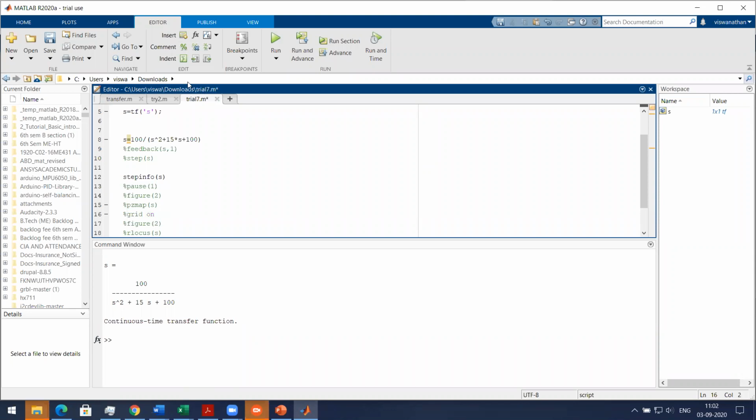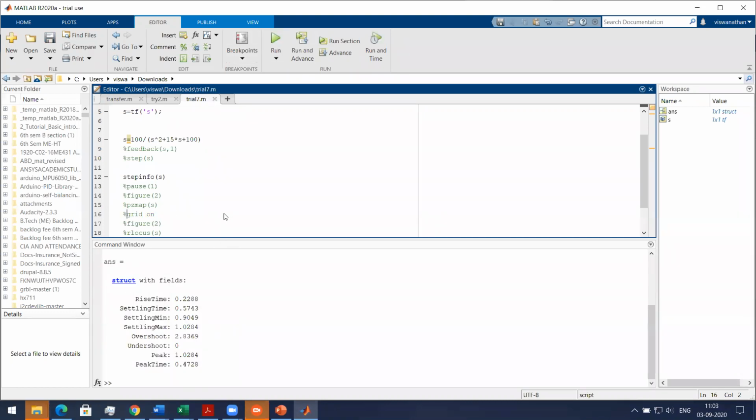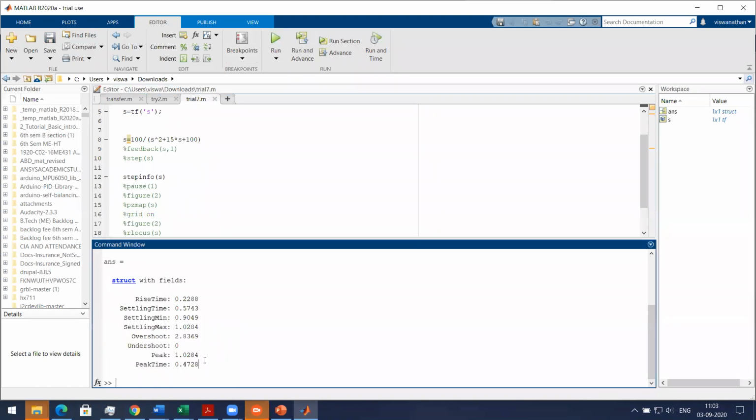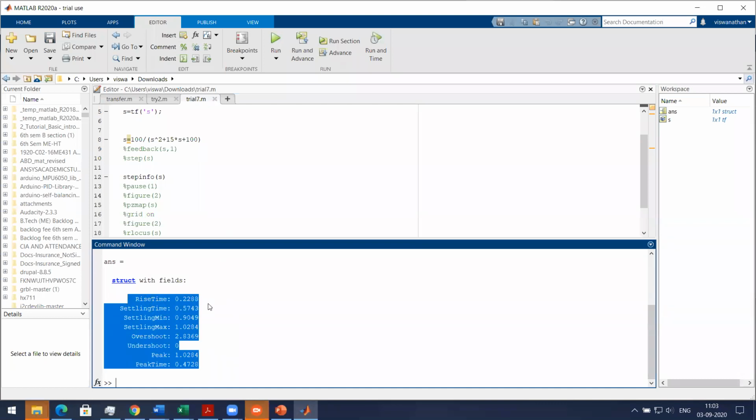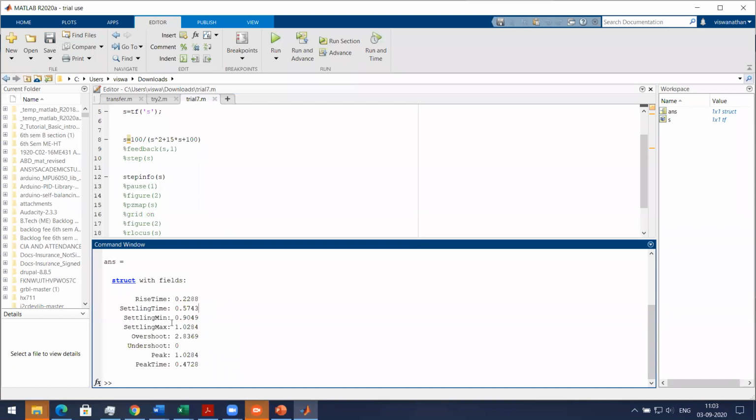If you see this step info, there are many things that are defined over here. Rise time, settling time, settling minimum, settling maximum, overshoot, undershoot, peak time. There are many things that are here.